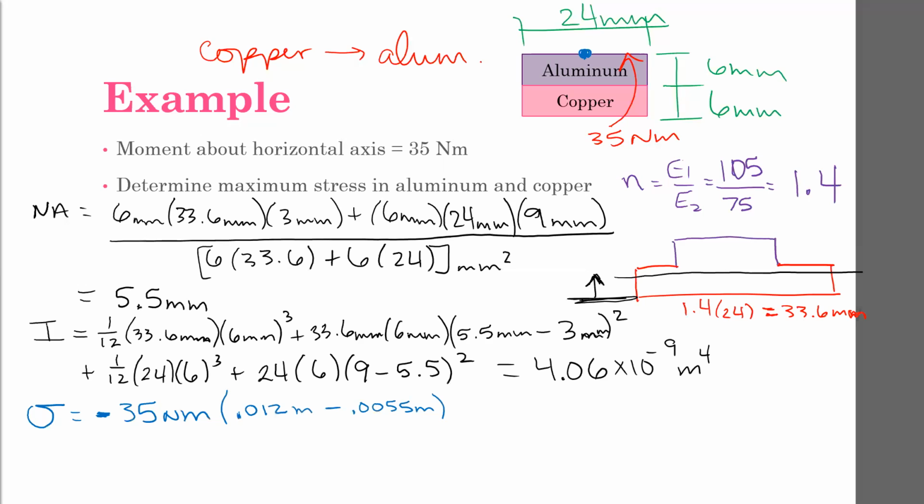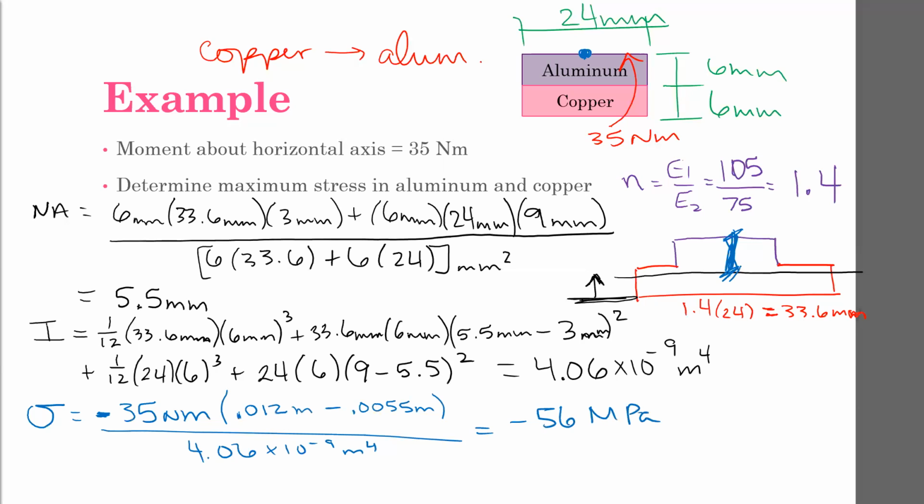Okay. So this is the distance here. That's what I just wrote down as the 0.012 minus 0.0055. Now we're dividing by I, which is 4.06 times 10 to the negative 9 meters to the fourth. This gives us negative 56 megapascals. And there's no need to multiply by n because we're already dealing with aluminum.